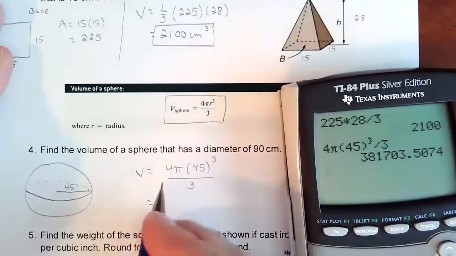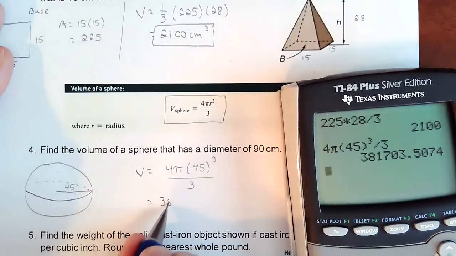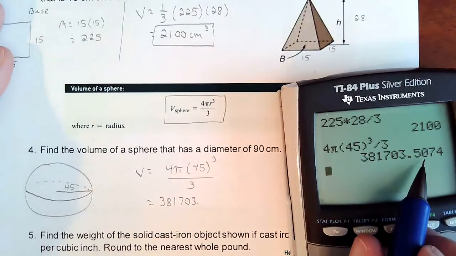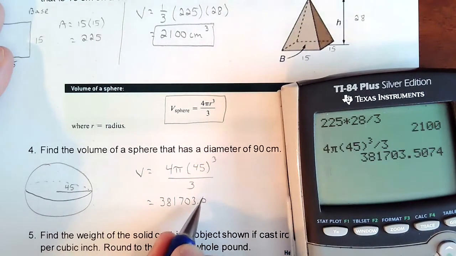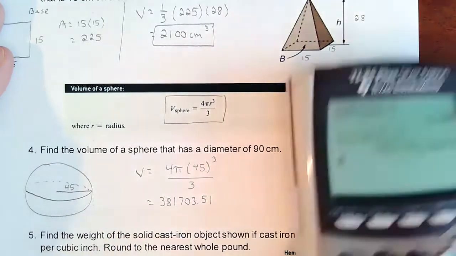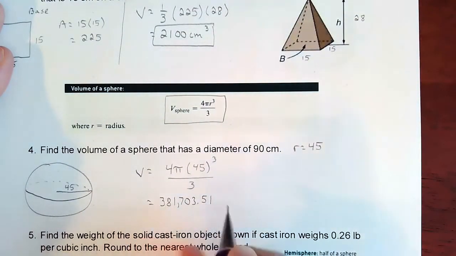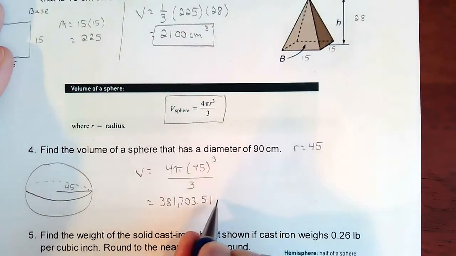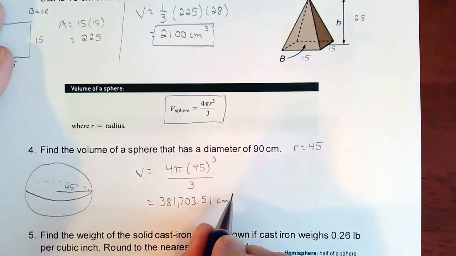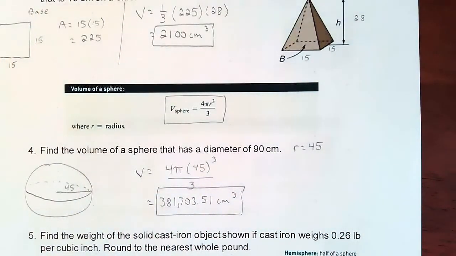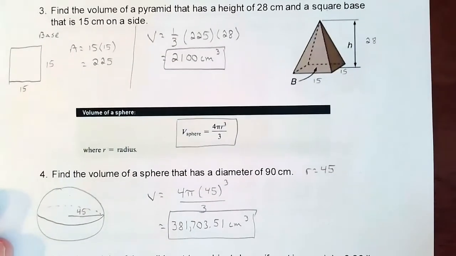Let's write all that down. 381,703. And it doesn't tell us where to round it, so we'll just generically round it to the second decimal place, .51. Right, so that is 381,703.51 centimeters cubed. Okay, and that was finding the volume of pyramids, cones, which is basically the same as the pyramid, and spheres.